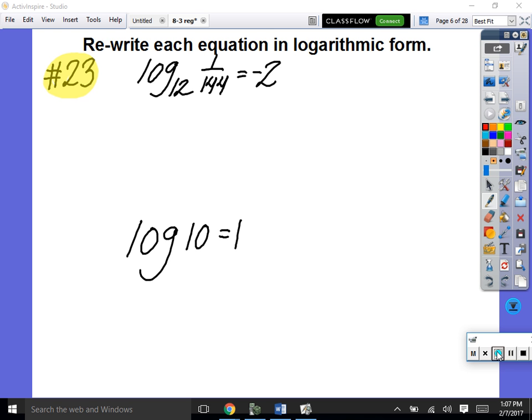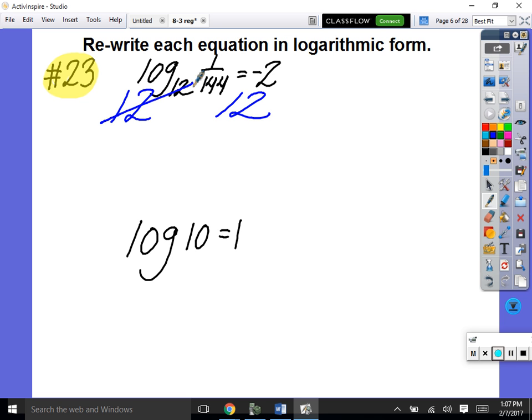Now let's read the instructions. It says take the logarithm and rewrite it as an exponential. So instead of having it as a logarithm, we're going to rewrite it as an exponential. So what we're going to do is say, I need to undo log to the base 12. What undoes log to the base 12? Base 12. So we're going to base 12 both sides of the equation.